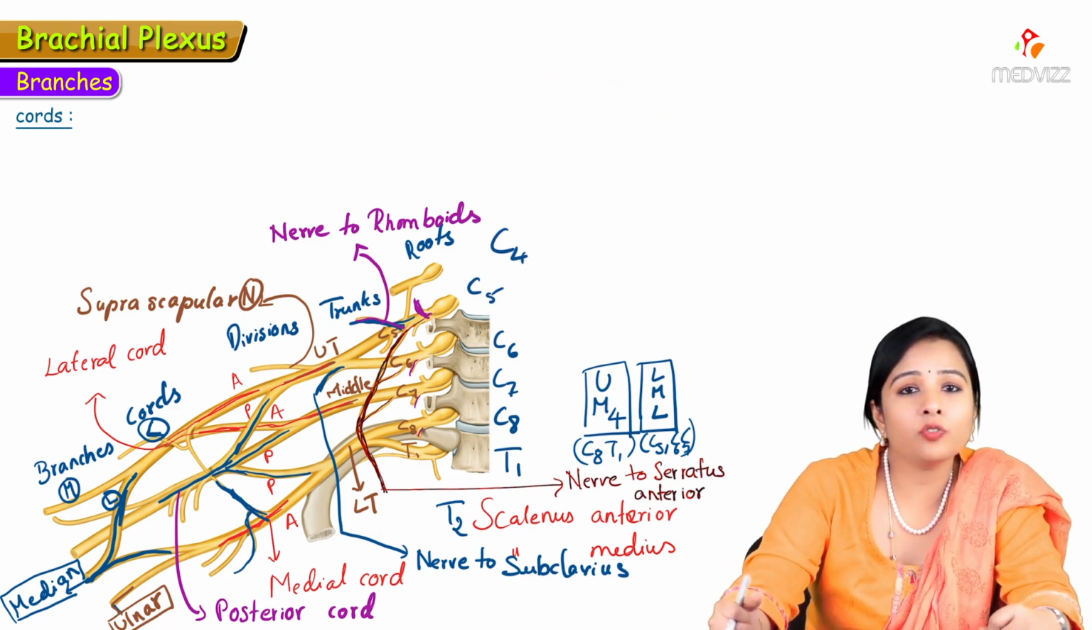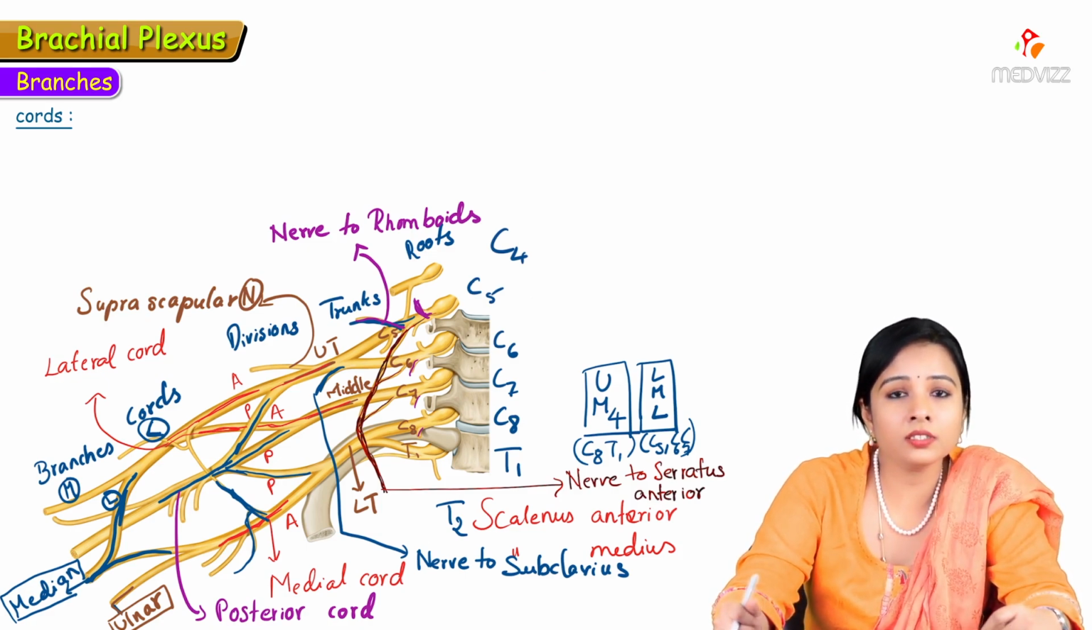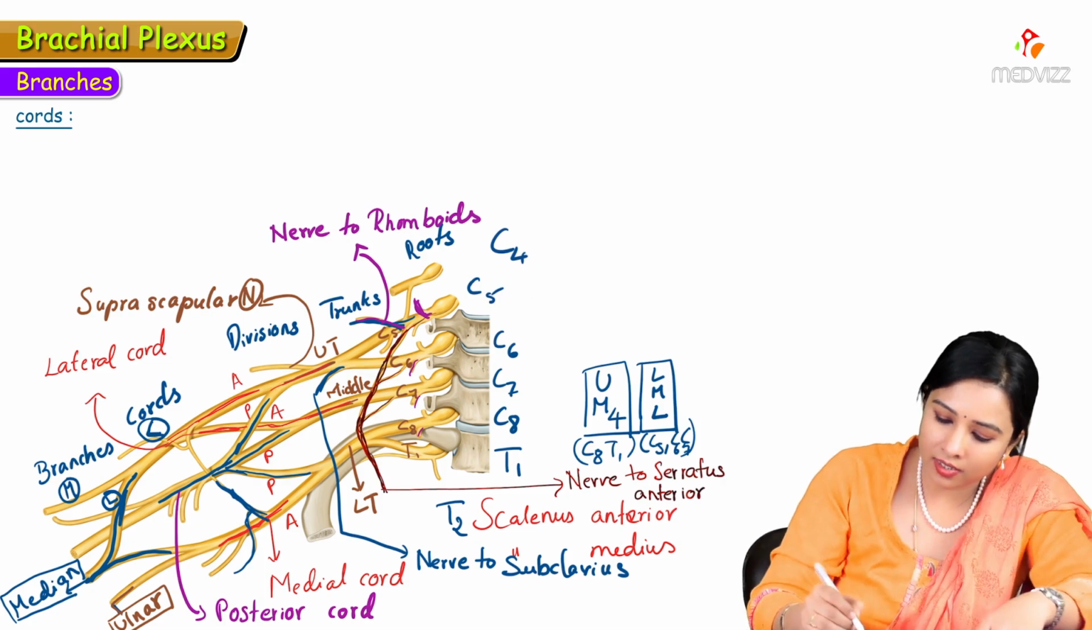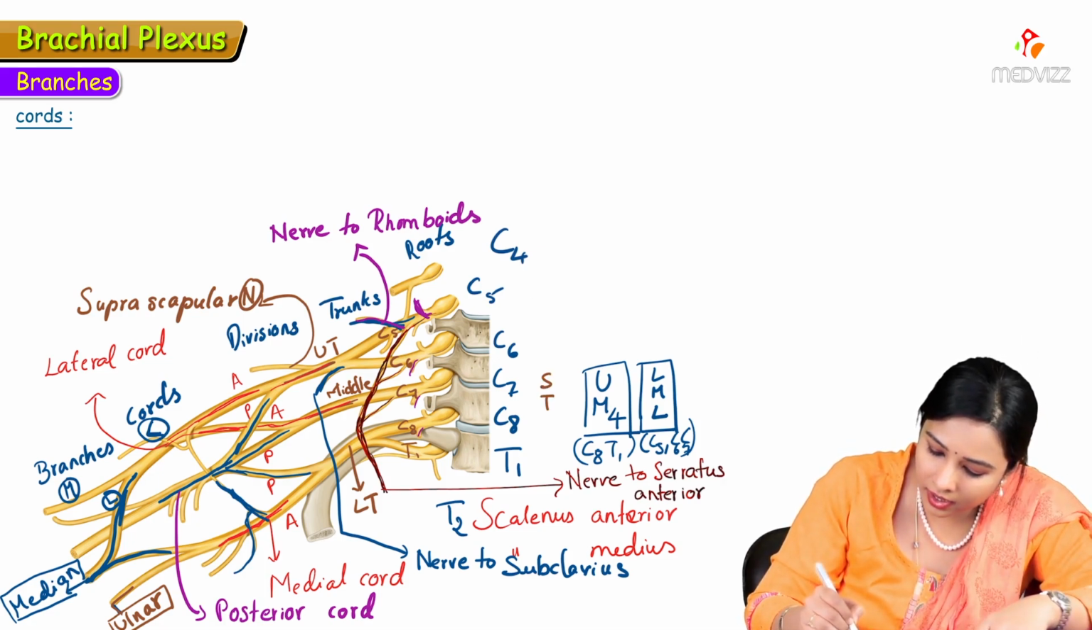Let's see the branches of posterior cord of brachial plexus. So to remember the branches, we can remember the abbreviation as STARS. I am writing here STARS.